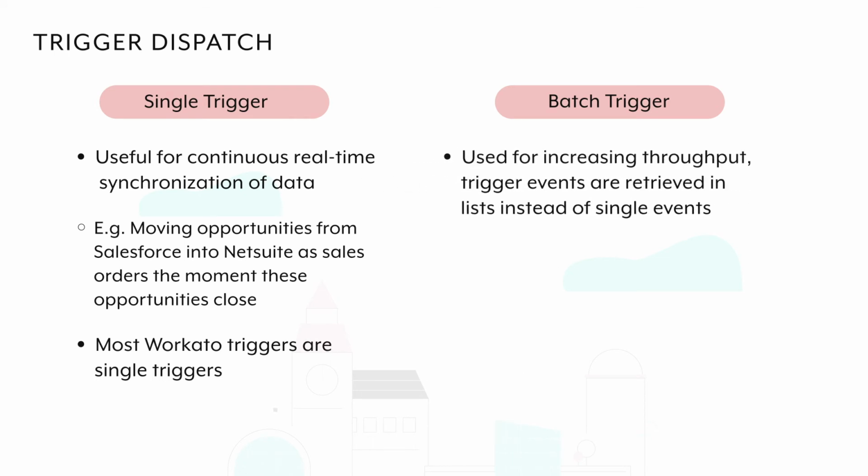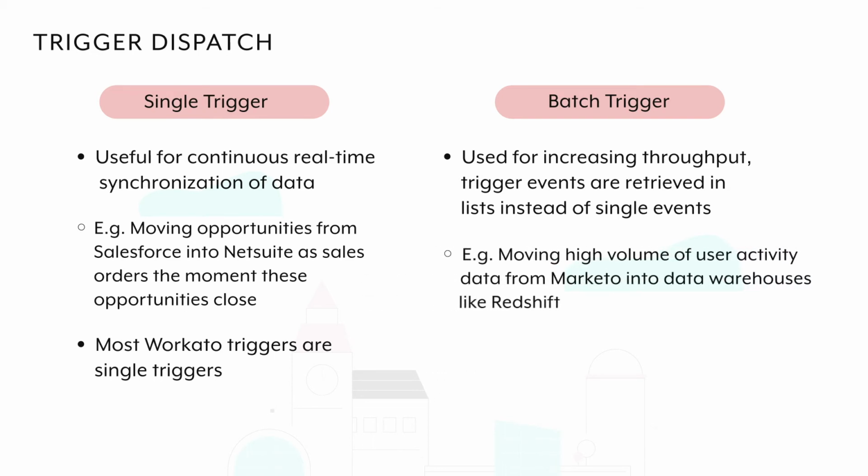Batch triggers are generally used for increasing throughput, as trigger events are retrieved in lists instead of single events. For example, moving high volume of user activity data from Workato into data warehouses like Redshift. If processing efficiency is the goal, it is advisable to use batch processing actions throughout the recipe actions. For example, writing in batch to the target system, using collections to do batch data manipulation.